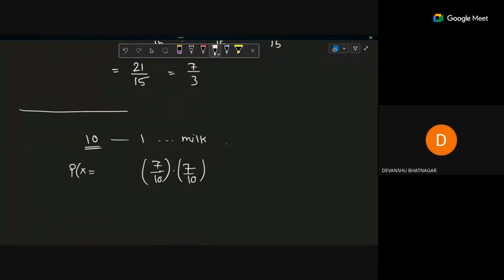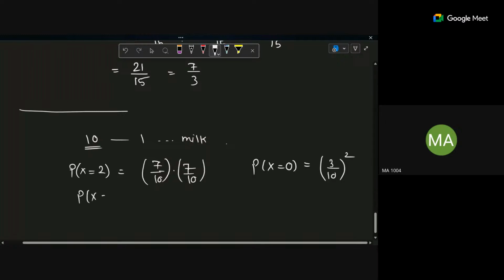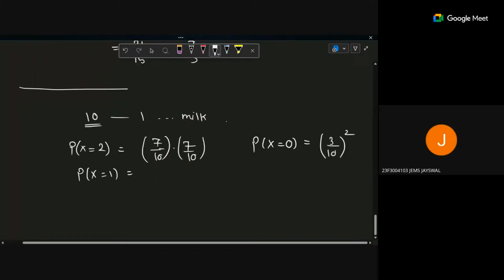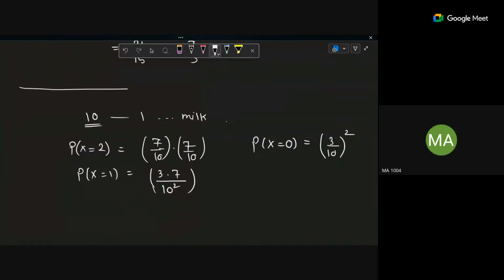This was for 2. What will be the probability for x equal to 0? 3 by 10, 3 by 10, so 3 by 10 square, right? What will be the probability for x equal to 1? 3 by 10 into 7 by 10. 3 by 10 into 7 by 10, okay? So in this way.